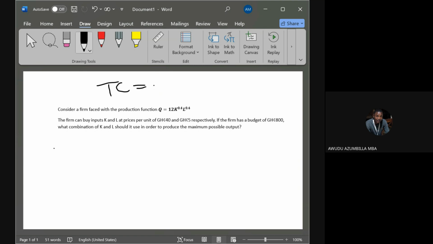Because the firm is going to buy capital, we are going to look at the cost of capital. The price that the firm is going to pay on capital is called interest. Then we multiply the interest, that is the cost of capital, by the quantity of capital, K. Then we add it to the cost of labor. The cost of labor is wages. So we write the wages here. Then we multiply it by the labor itself, that is L.